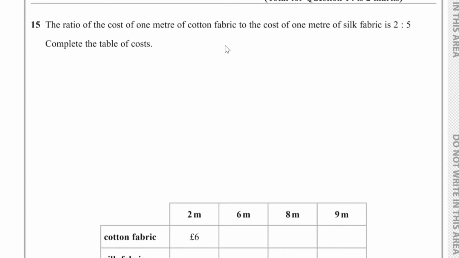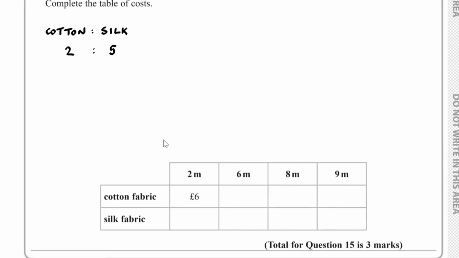Question number 15, the ratio of the cost of 1 meter of cotton fabric to the cost of 1 meter of silk fabric is 2 to 5. We have to complete the table of cost. So we've got the ratio of cotton to silk. And this ratio is 2 to 5. Now, for 2 meters, the cost is 6 pounds, and therefore, if I multiply by 3, then 5 times by 3 is 15. So the cost of 2 meters of silk is 15 pounds.